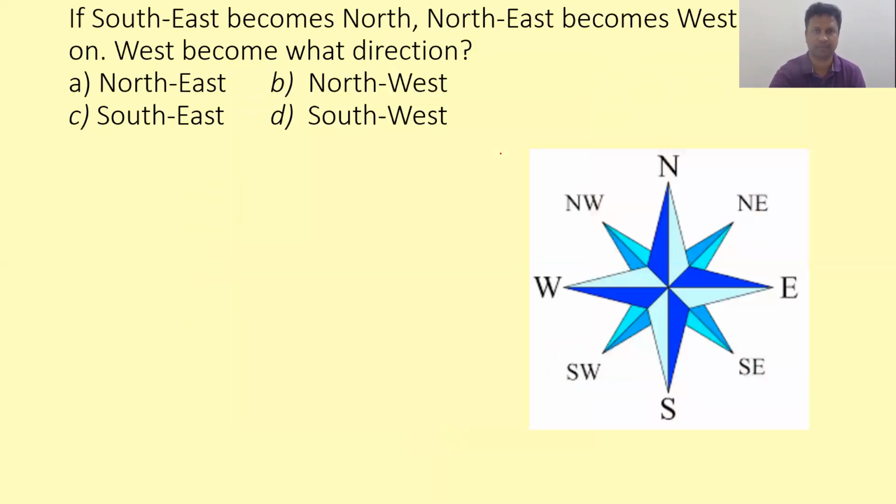You will see one question based on this. If southeast becomes north and northeast becomes west and so on, west becomes what direction? They're saying southeast becomes north, and northeast becomes west. Opposite to north is south. Opposite to west is east. They're asking what west will become. Between south and east it is the southeast direction. So west is becoming the southeast direction. The answer is C.